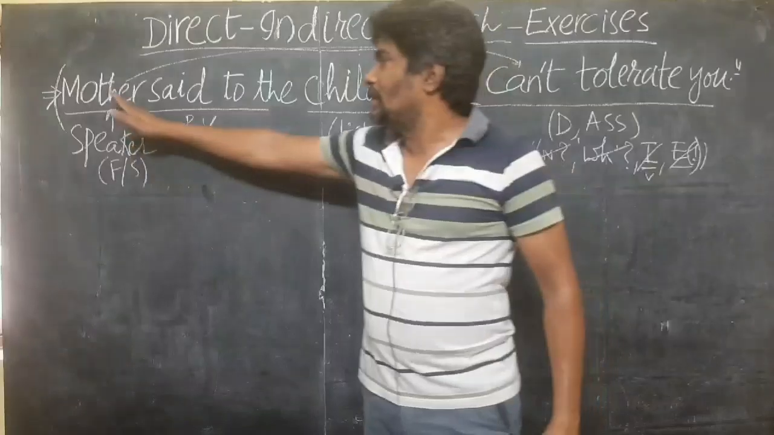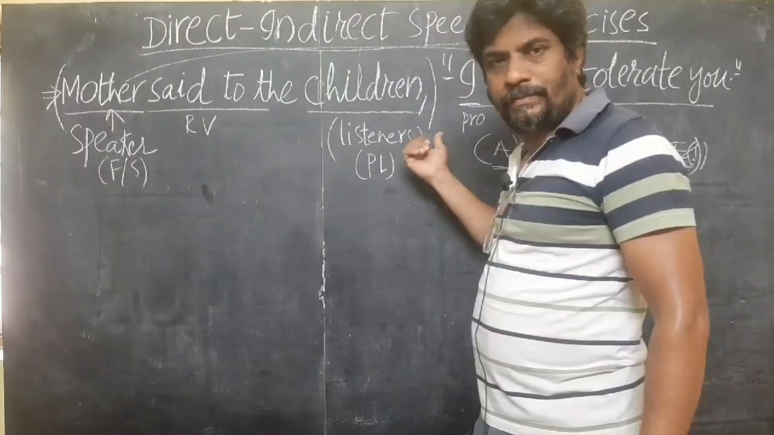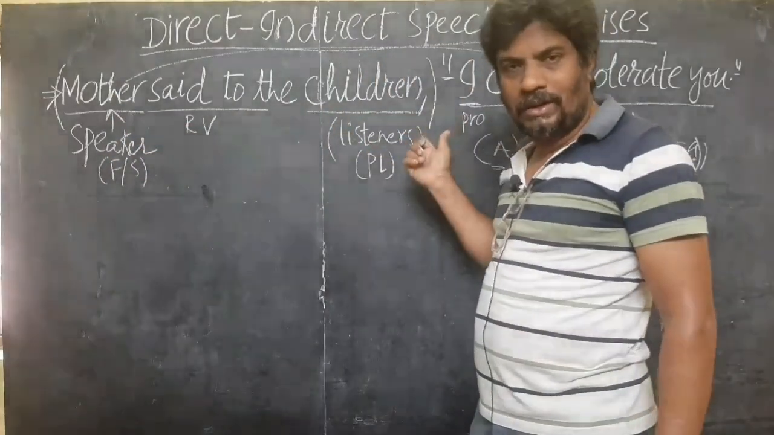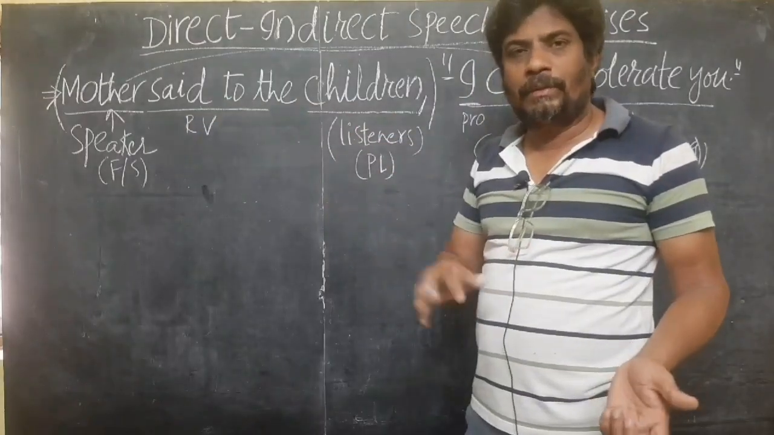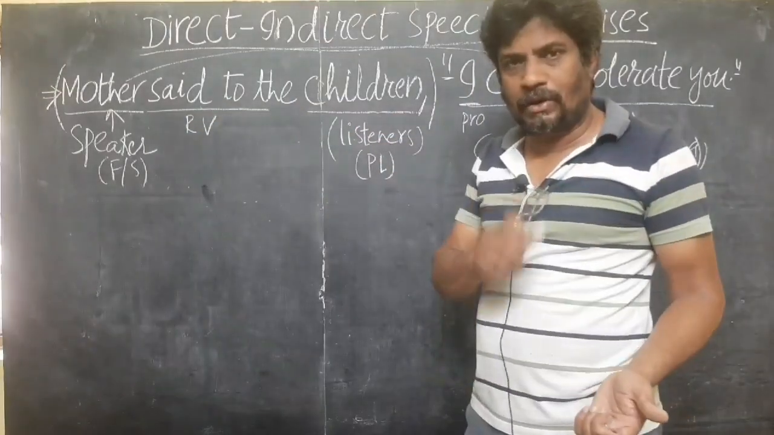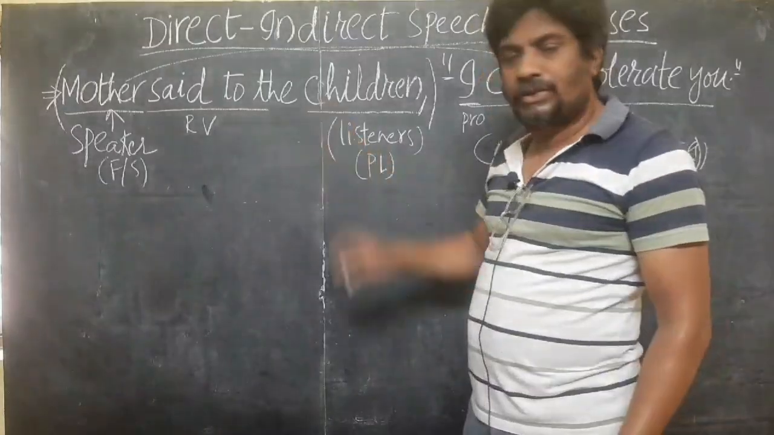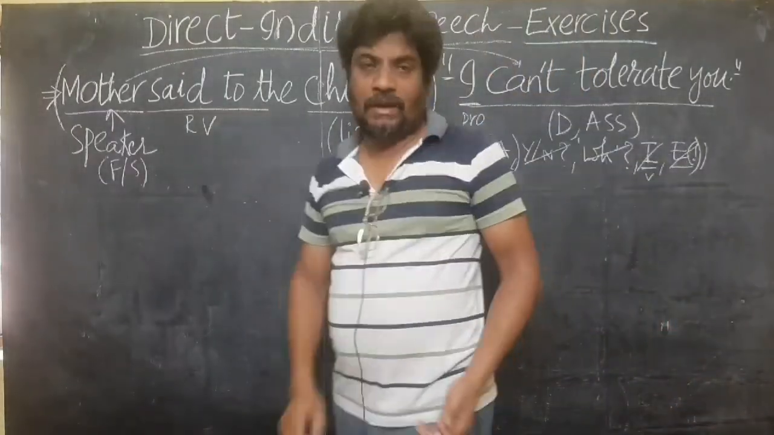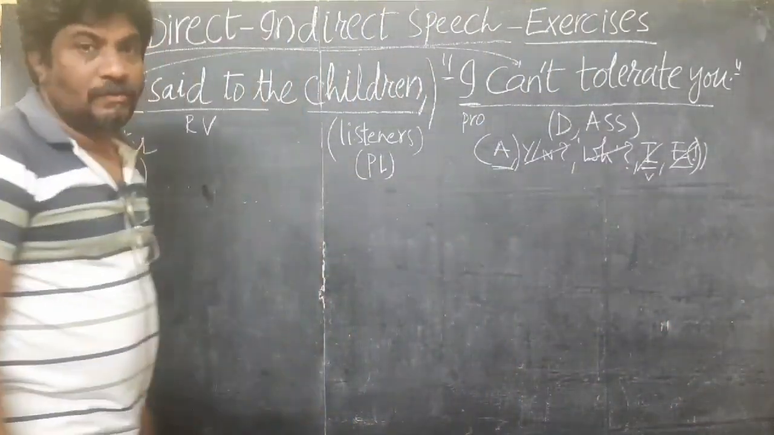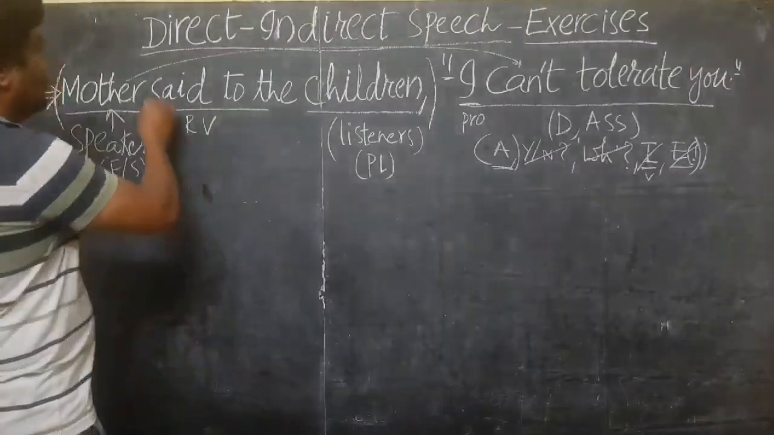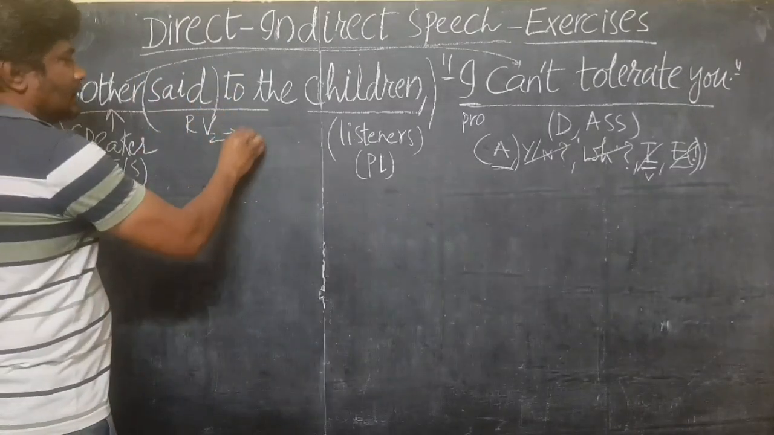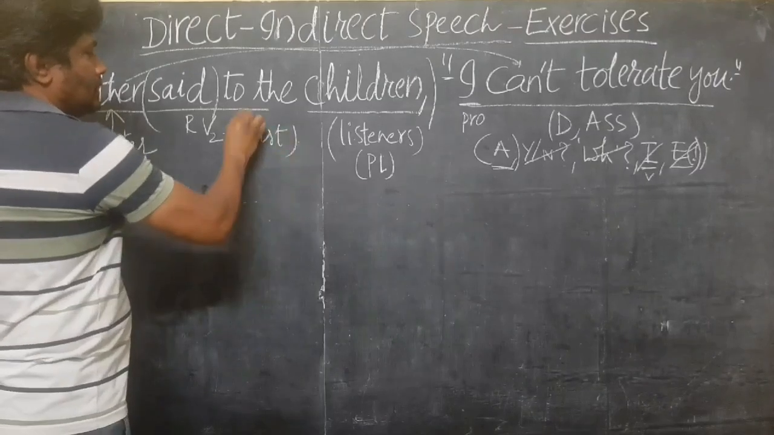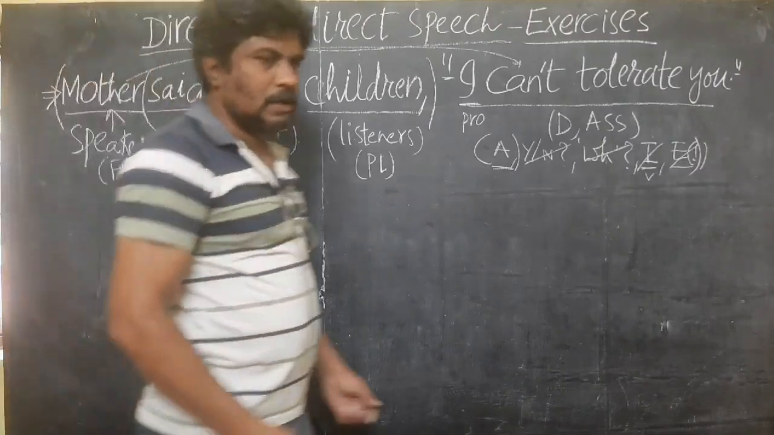So remember, mother is the speaker of this dialogue. Children are the listeners. Mother is female, children could be male and female or both together. Children is a common noun. So we understood this. And next one, identify whether the verb is in present tense or past tense. See here the verb is said, it is in V2 form. That means it is in past tense. You have to identify all these things.